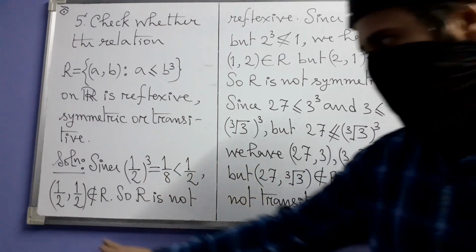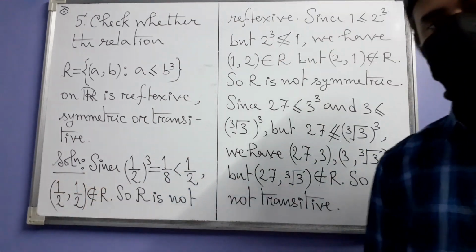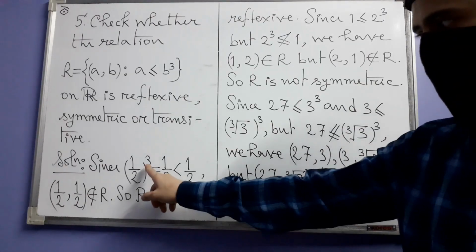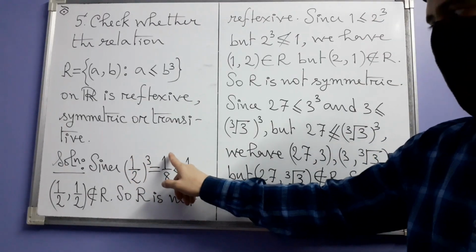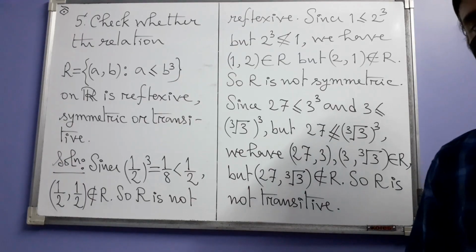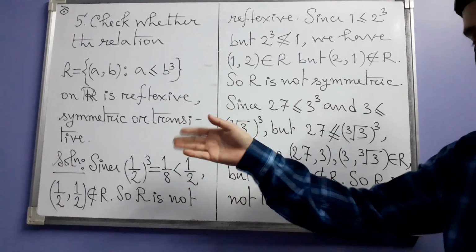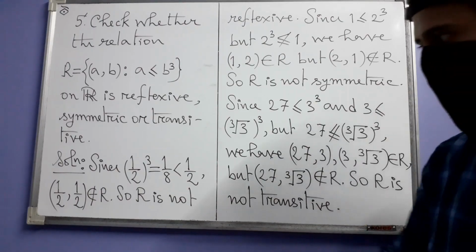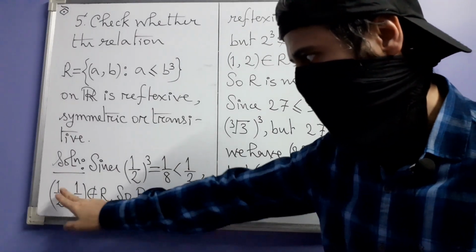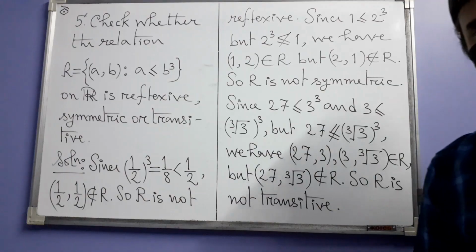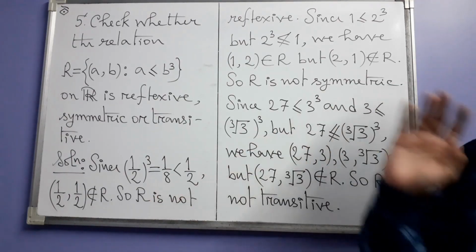Again we consider this (1/2, 1/2). The cube of 1/2 is 1/8, and that is less than 1/2, not greater than or equal to 1/2. That is why this ordered pair is not in R. So that's why R is not reflexive.